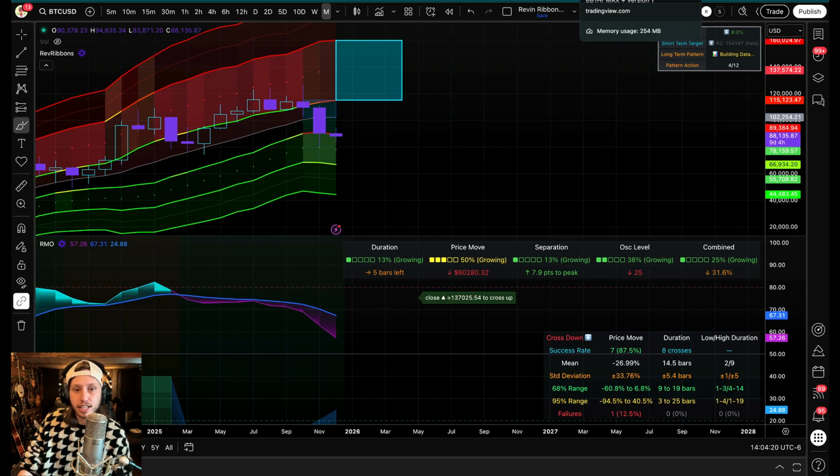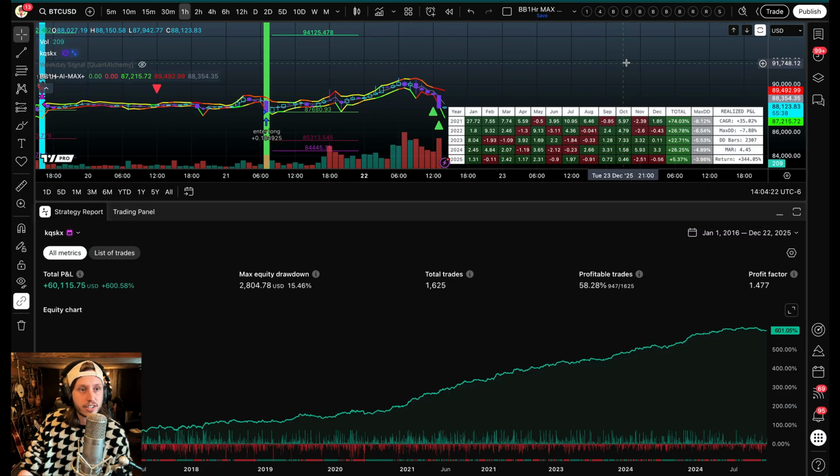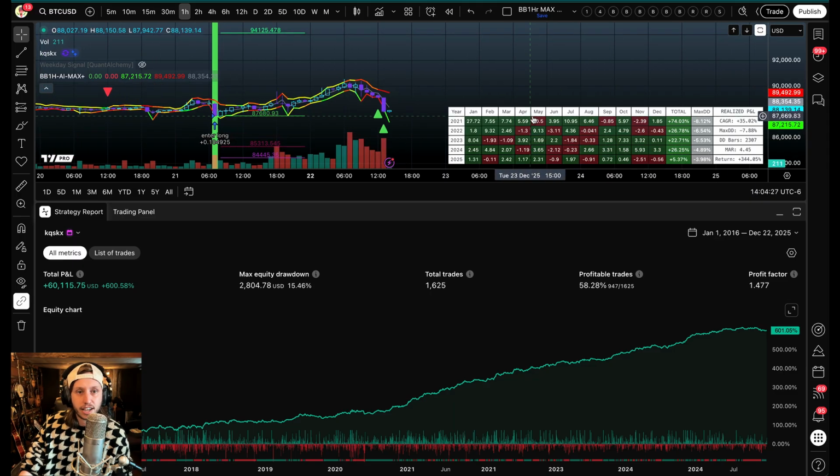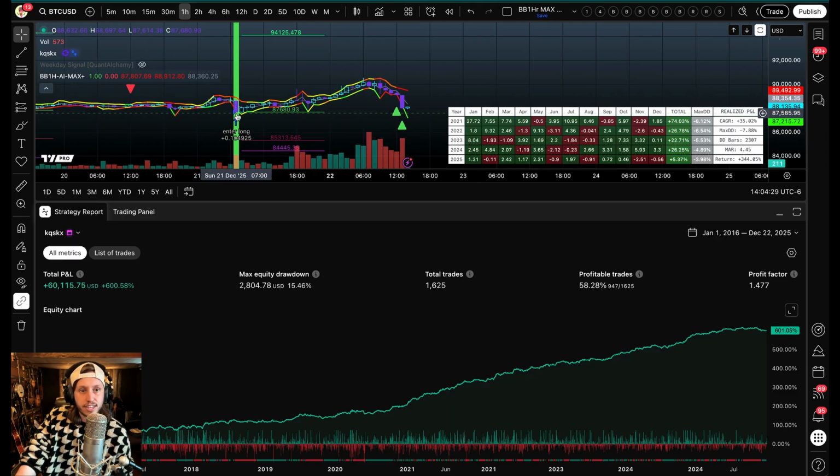All right, let's look at a couple other strategies. This is the 1 hour AI Max. We had a trade take back here on Sunday, December 21st. So that was yesterday. Took a long trade. Unfortunately, it was in a lot of profit and did not get out of that trade. This is just one of many 1 hour strategies. This is more of a trending strategy, so it's not going to take profit nearly as often.